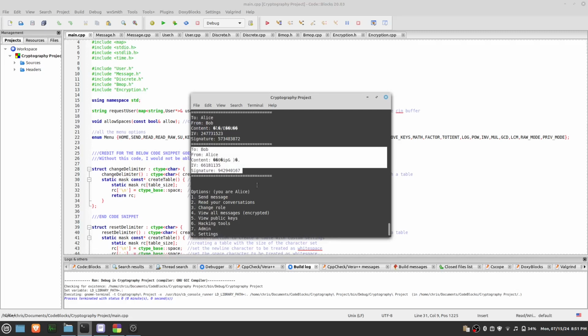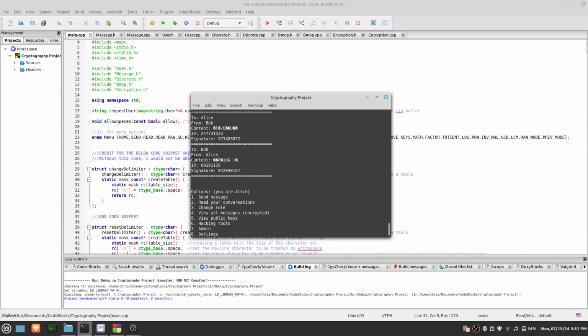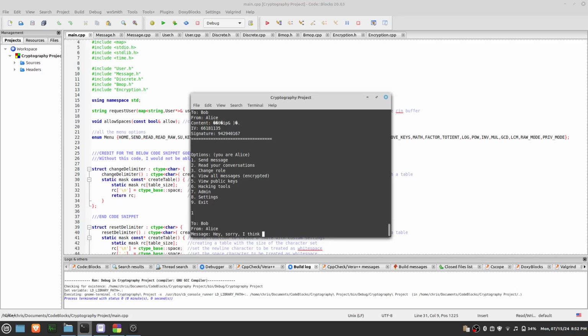And so we could tell Bob, hey, someone sent a message pretending to be me, but what we can't tell them, we have no idea what the message says, because this is just a bunch of nonsense. And it's encrypted using Bob's key. So the best we can do is send a message to Bob saying, hey, sorry, I think someone sent a message to you pretending to be me. I have no idea what they said, but please disregard it.